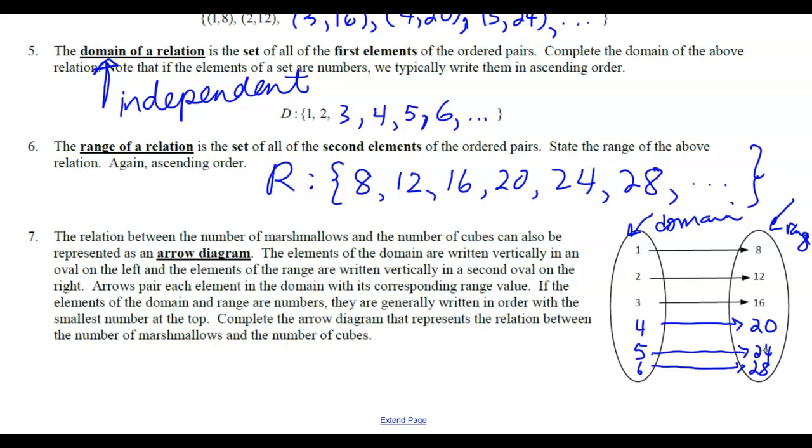And usually we write the values in order. So sometimes the arrows might overlap. They might crisscross depending on what their range value is. In this case, they're both increasing. So that's an arrow diagram.